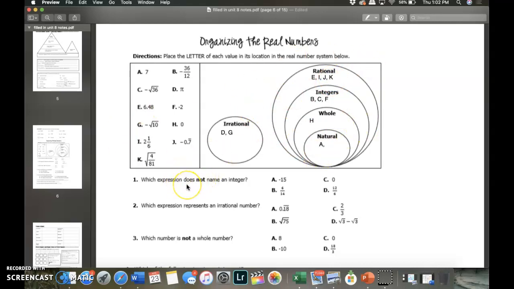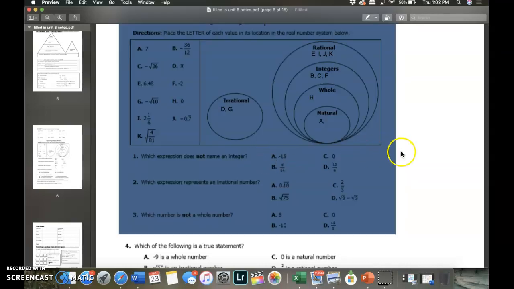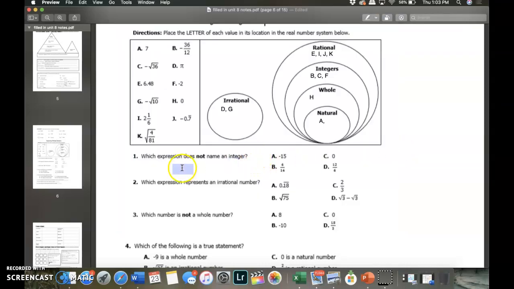Number 1 says, which expression does not name an integer? So integer, we're looking for positive or negative whole numbers. Is this a positive or negative whole number? Yep. Oh, and 0's in there too, so that works. 6/14, can we simplify that? No. What about 12/6? That's 12 divided by 6, which is 3. Is 3 a positive or negative whole number? Yeah, it is. So the only one that's not an integer is going to be B. And there it is, I put a box for you to type in. So B is the answer.